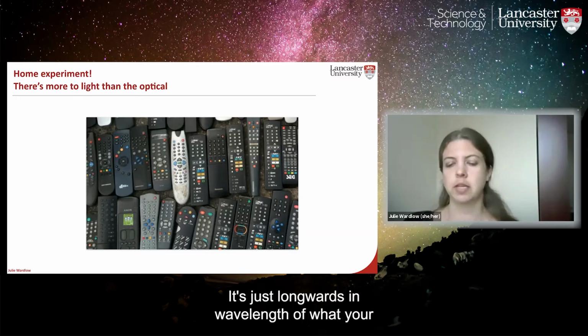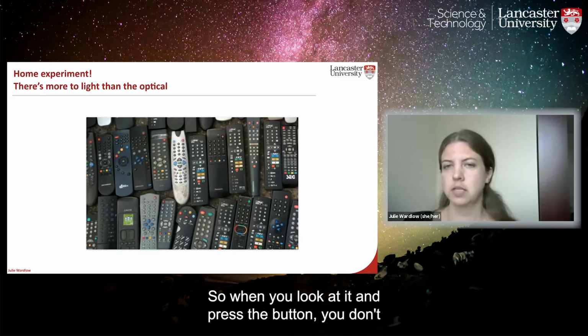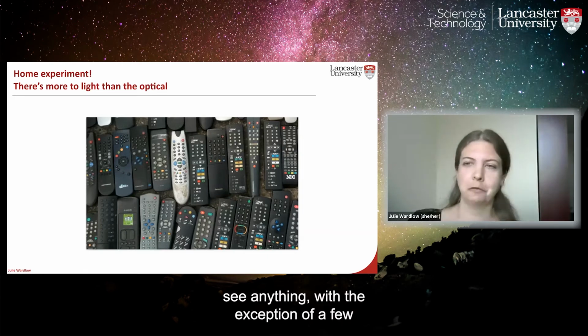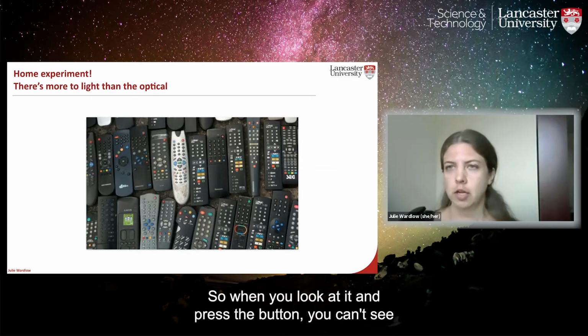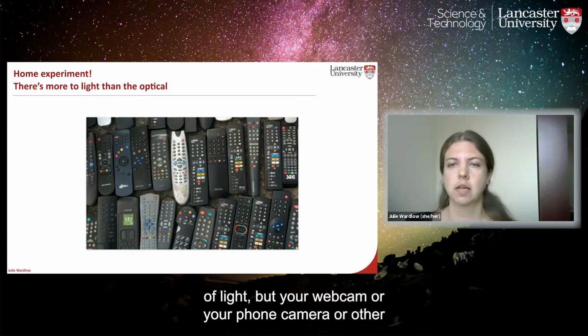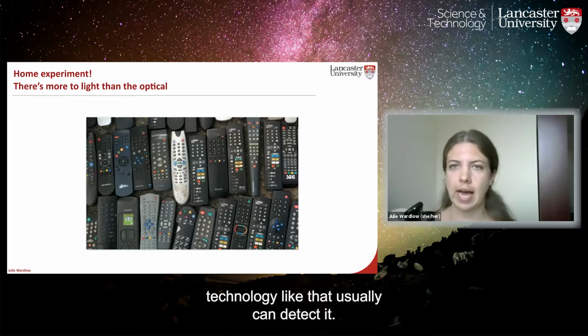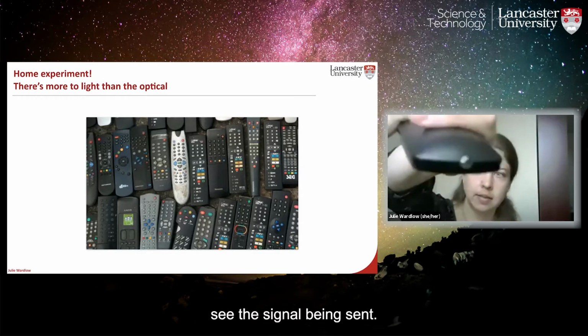It's just longwards in wavelength of what your eyes can see. So when you look at it and press the button, you don't see anything, with the exception of a few remote controls that actually have a light on them, but most don't. You can't see anything because your eyes can't detect that wavelength of light. But your webcam or your phone camera or other technology like that usually can detect it. So if you look at it through that camera, you can see the signal being sent.